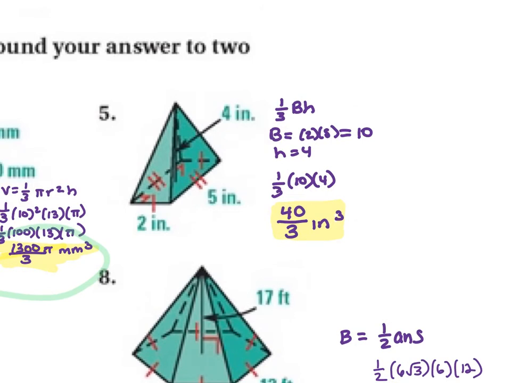Now, if you divided it, you're going to get a repeating decimal. You could leave it improper. If you divided 40 by 3, you would have gotten 13.3 repeating, or 13 1/3 inches cubed.